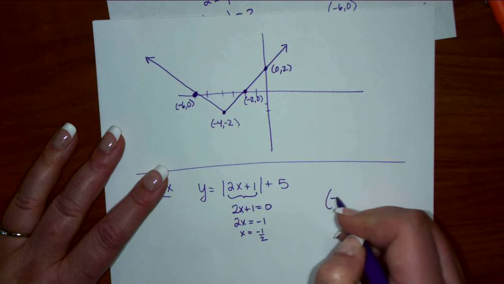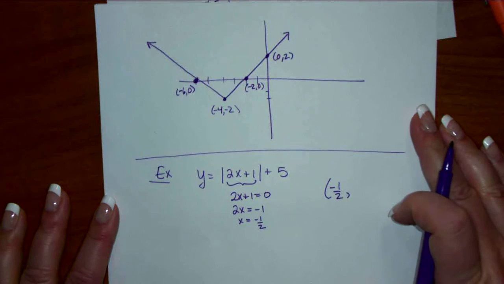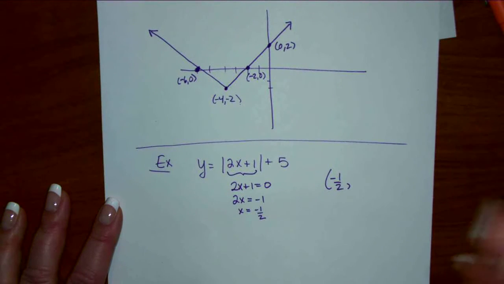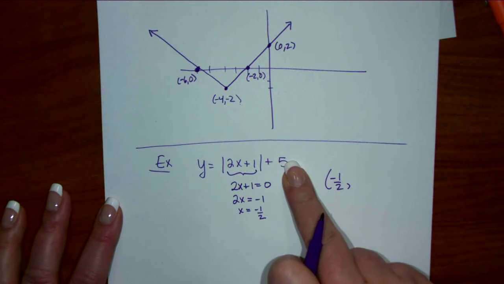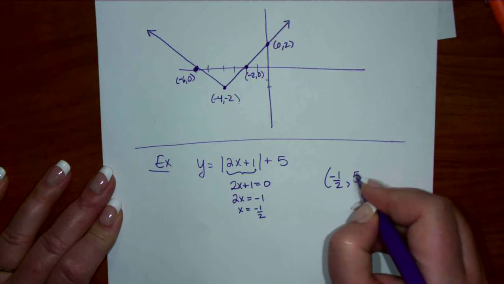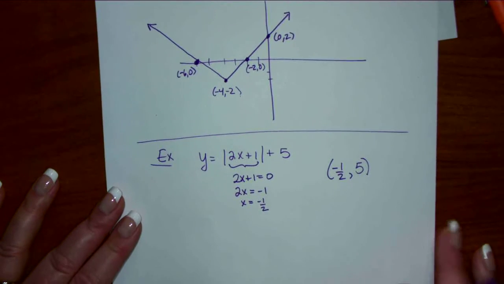Minus 1/2 is the x value of the vertex. That goes for all the graphs, even the parabolas. If in that bracket you had like 2x plus 1, the x value would be negative 1/2. It's whatever makes that 0. And then the y? 5. Okay? So there's our vertex.